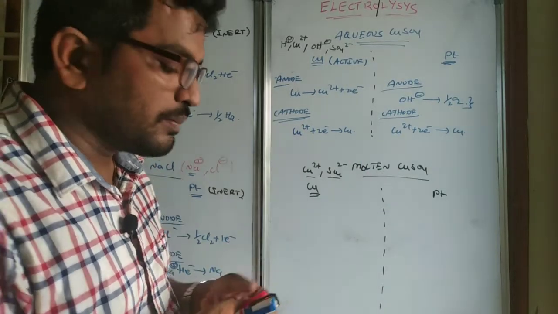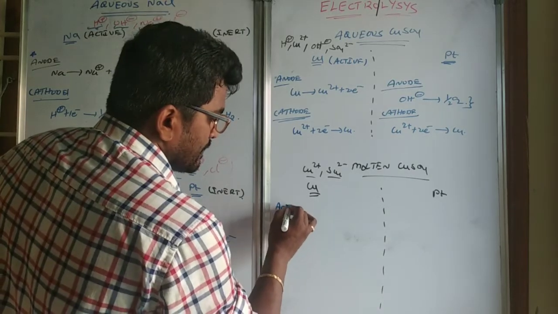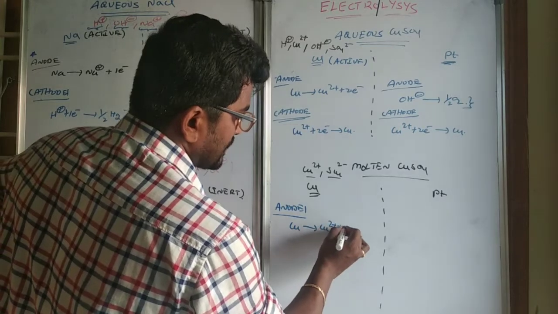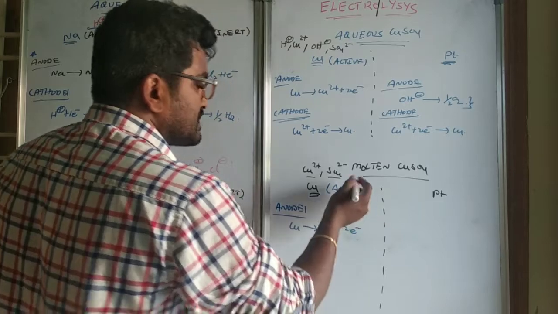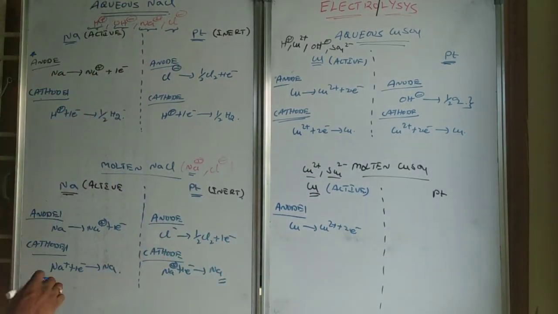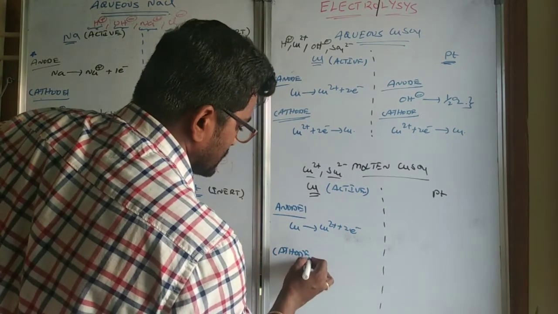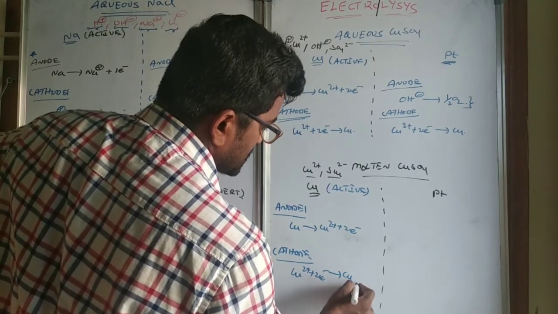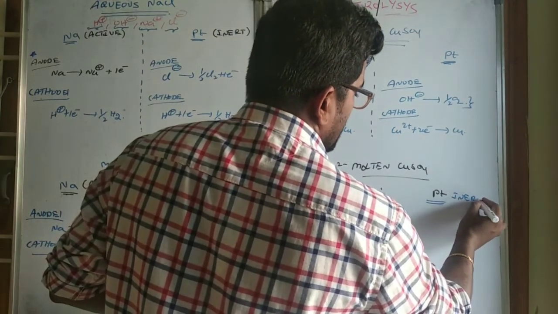And you take molten copper sulfate on electrolysis. What happens at the anode, as I have told you, Cu gives Cu2+ plus 2 electrons. Wherever there is an active electrode, always remember that particular thing will come and dissolve. Here you see sodium is deposited. But here, at the cathode, Cu2+ plus 2 electrons gives Cu will come. Whenever you take platinum, this will be inert type.